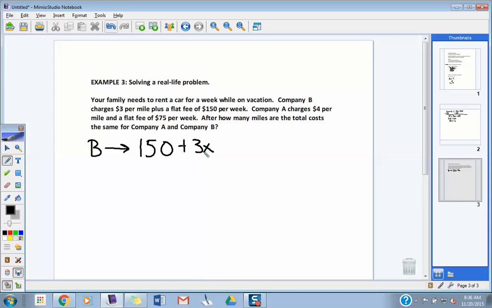All right, well then, Company A. What's Company A's flat fee? $75. And Company A, how much are we charging per mile there, guys? $4. So we're going to add what expression to the $75 flat fee? You bet, 4x. Now, just like we did in the last two examples, we had two expressions equal to each other that involved an x on the left side and an x on the right side.